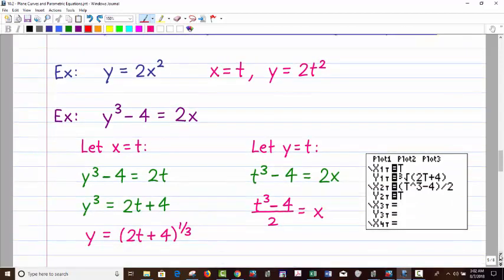Now the next one, y cubed minus 4 equals 2x. So this one I did both ways just to show you.